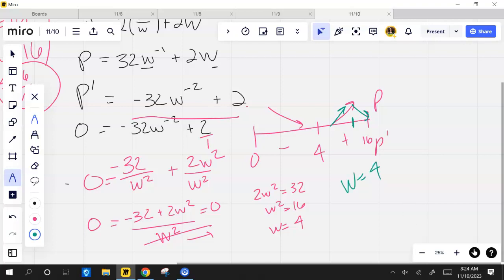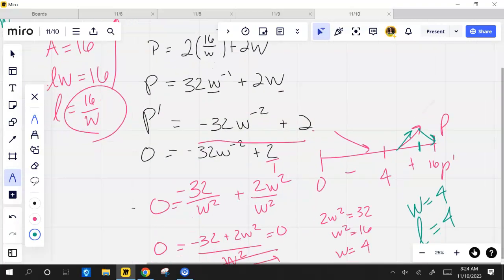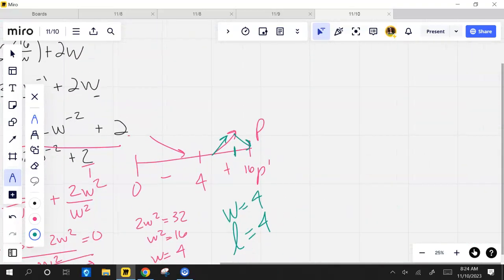Now all the rest is pretty easy to find. The length is also 4 because area is 16, right? If area is 16 and the width is 4, that means the length also has to be 4. It is a square, but a square is a rectangle. A rectangle is not always a square, so it fits, it works. So the area is 16. The perimeter would be 16 as well. What else?